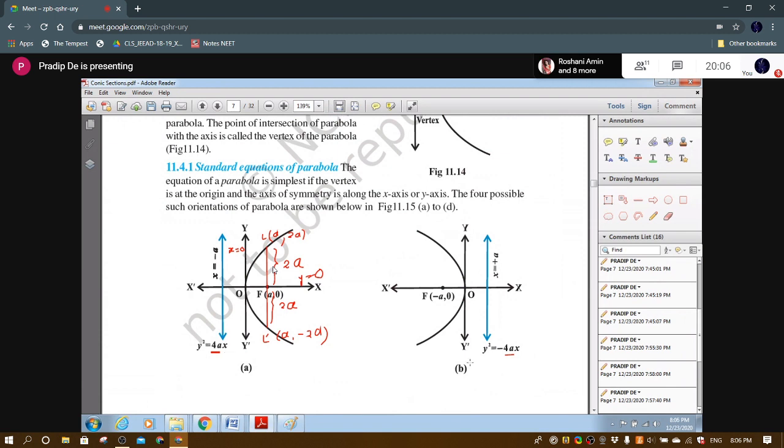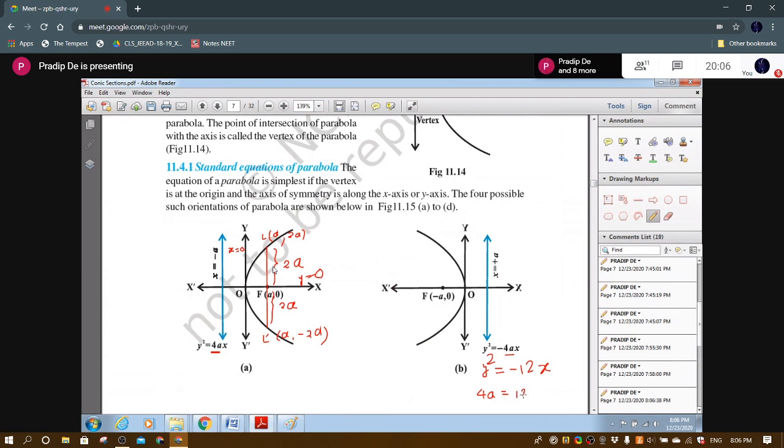Clear? So you go back to the sum. It was y square equal to minus 12x. So if y square is equal to minus 12x, you can see that 4a is equal to 12. 4a is equal to 12. And that is the length of the latus rectum.